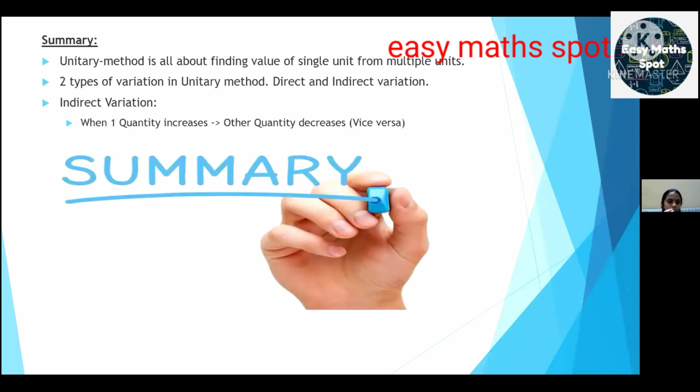Now let's summarize what we have learned till now. Unitary method is all about finding the value of a single unit from multiple units. Two types of variation in unitary method: direct and indirect variation. Indirect variation: when one quantity increases, the other quantity will be decreased, and vice versa.